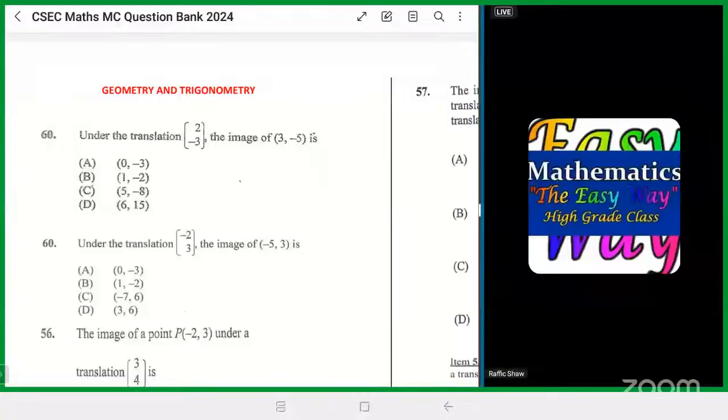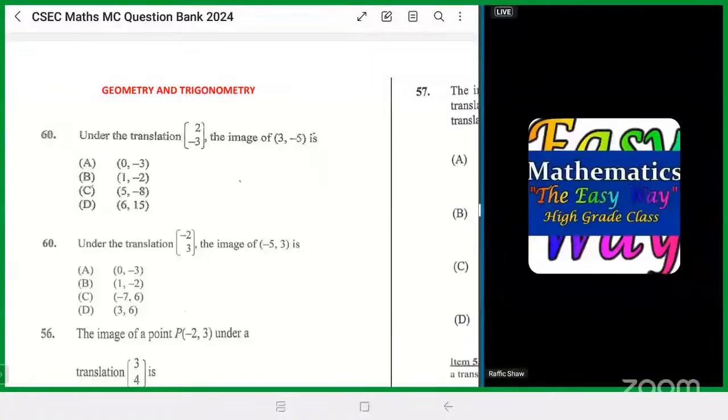This one says a translation. This one says a reflection in the x axis. Not this one, right? Because in a translation there's no change; all that happens is it moves in the same way. So it cannot be a translation. So this one is out. Now, I would say it is this one.